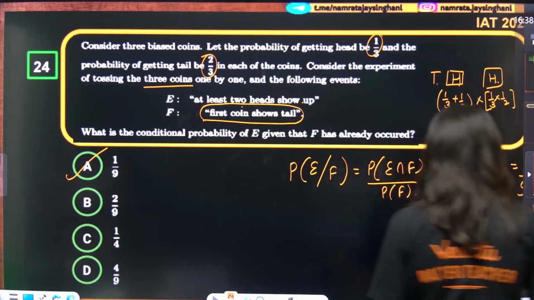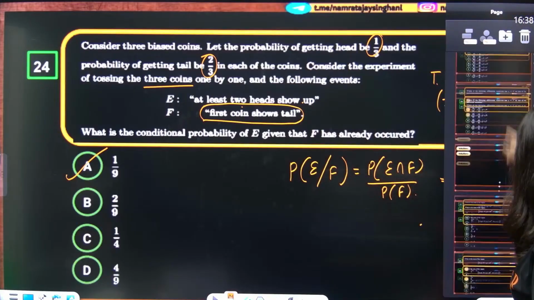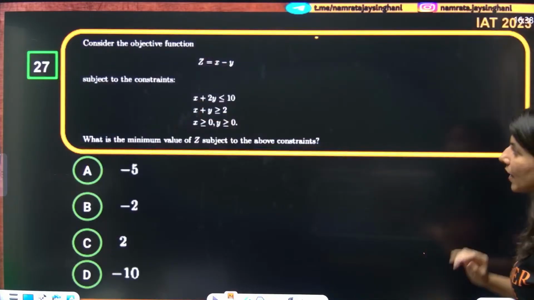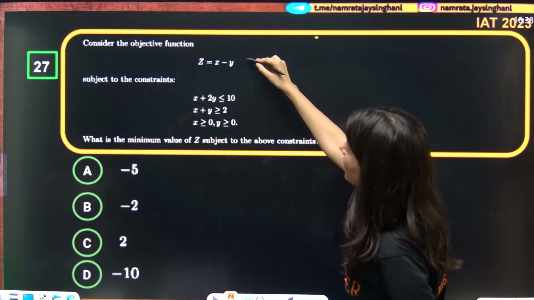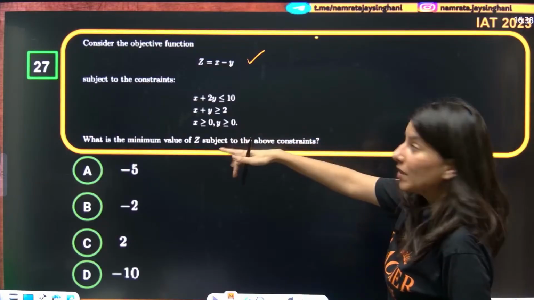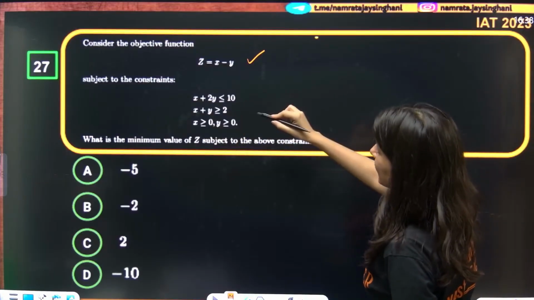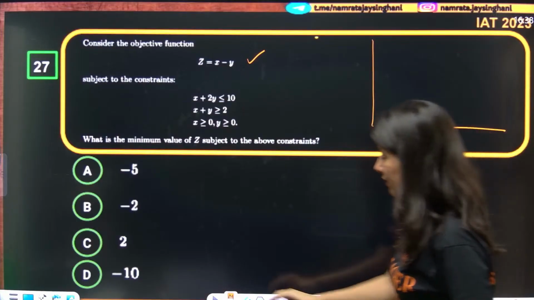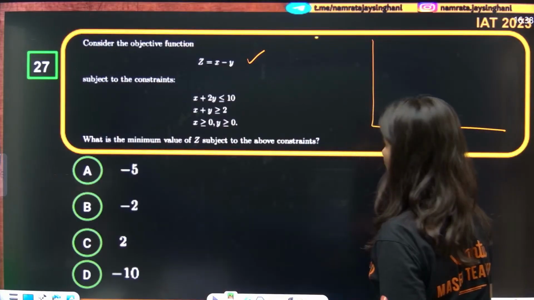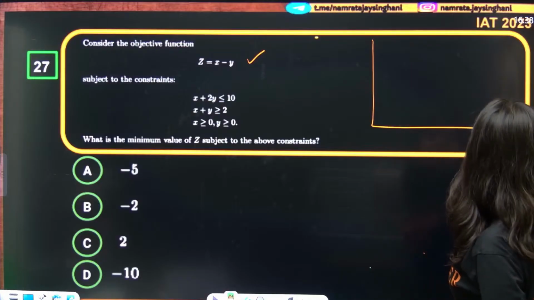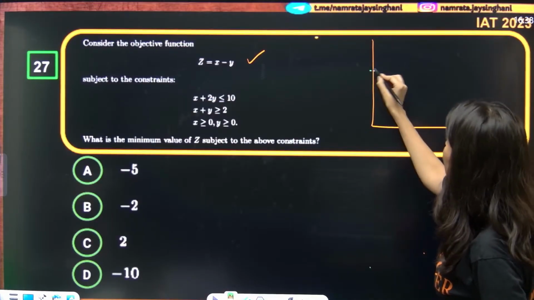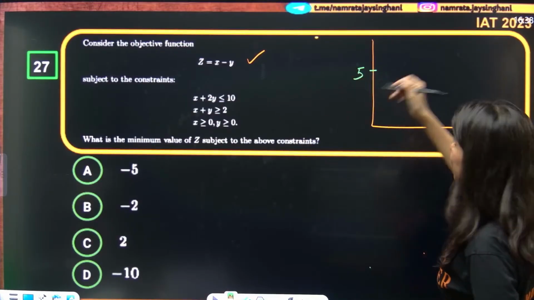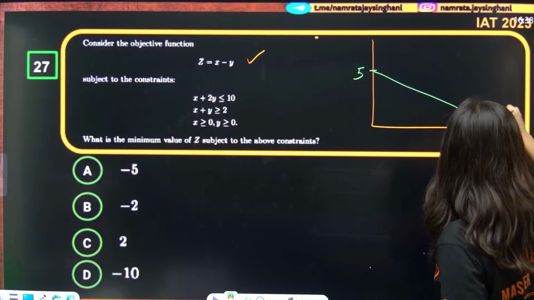Now one question from linear programming I would like to do. One question from linear programming which says that we need to optimize that function. We need to find the minimum value of this function. x by 10 and y by 5, so this is your 10 and y is 5, and this is less than or equal to.